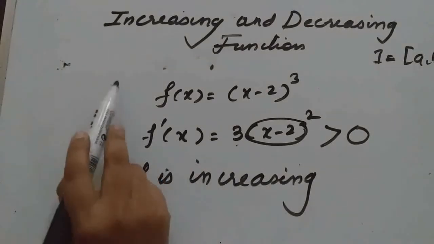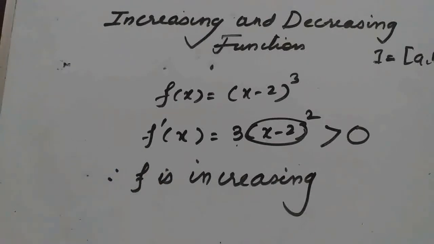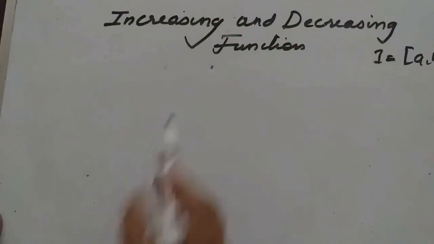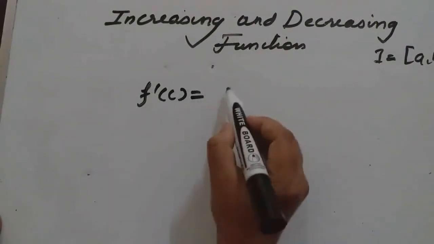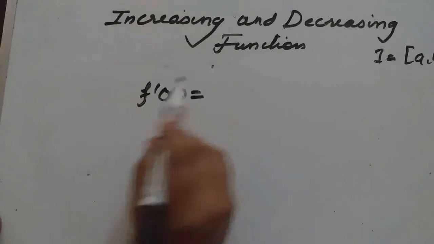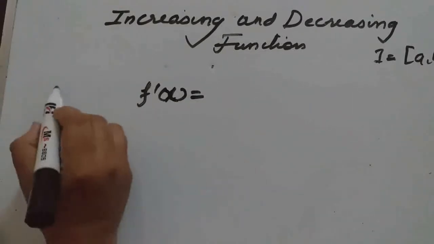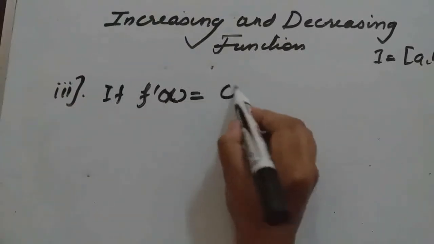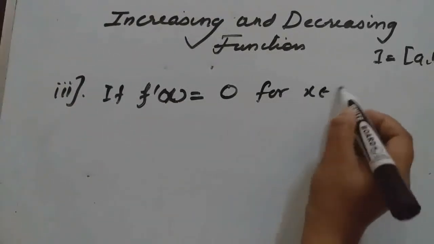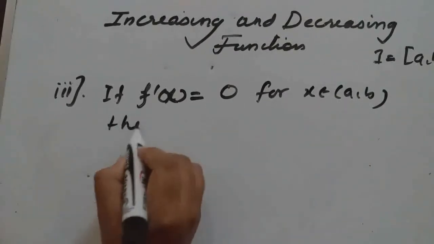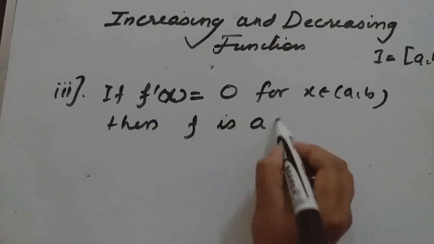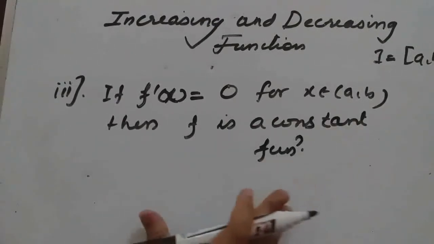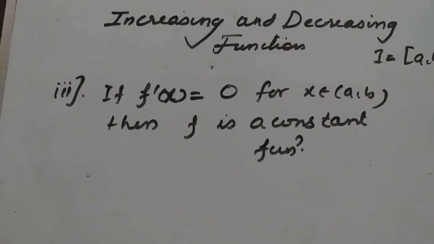Okay, so we saw the condition for increasing and the condition for decreasing, but we learned in Rolle's theorem and the mean value theorem, if the derivative is 0, it means the function is constant. So that third condition we can also include here. Third condition: if f dash of x is equal to 0 for x belonging to a comma b, then f is a constant function. So these three rules are there in the first order derivative test.